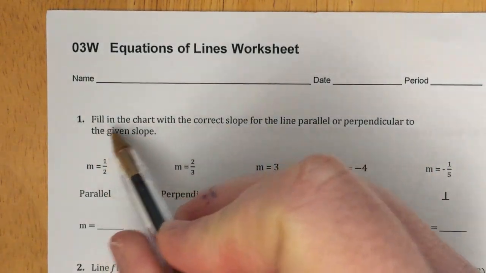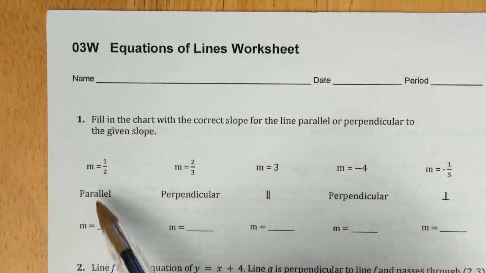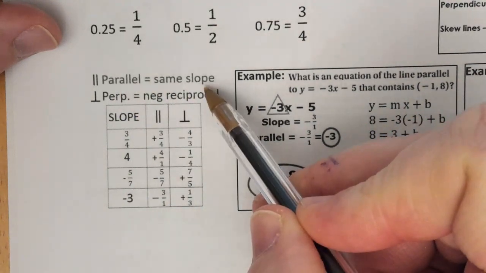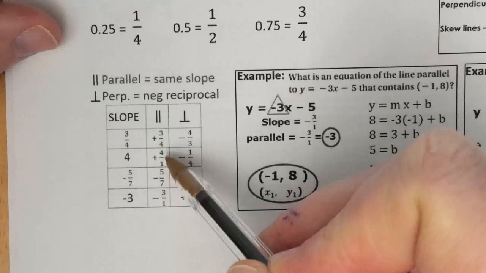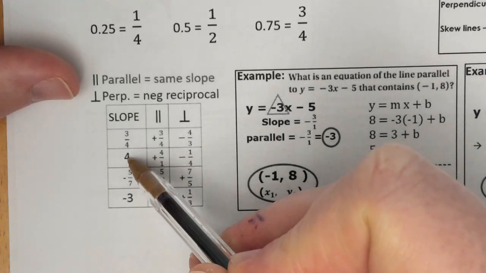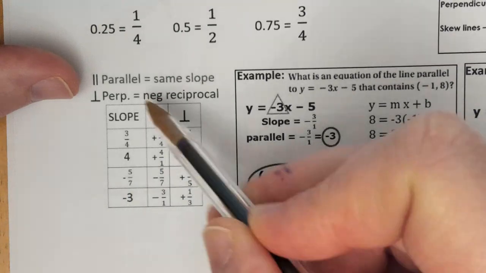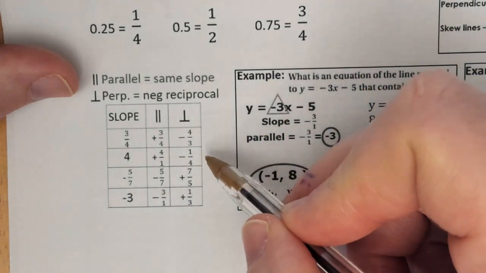Fill the chart. This is how we get from taking a slope and going to parallel. If you look at your hot topics, for parallel, you have the same slope. So if you have a positive 3 or 4, it stays that way. And if you have a 4, it's still technically a 4. So parallel stays the same. Now for perpendicular, you flip the sign and flip the fraction.